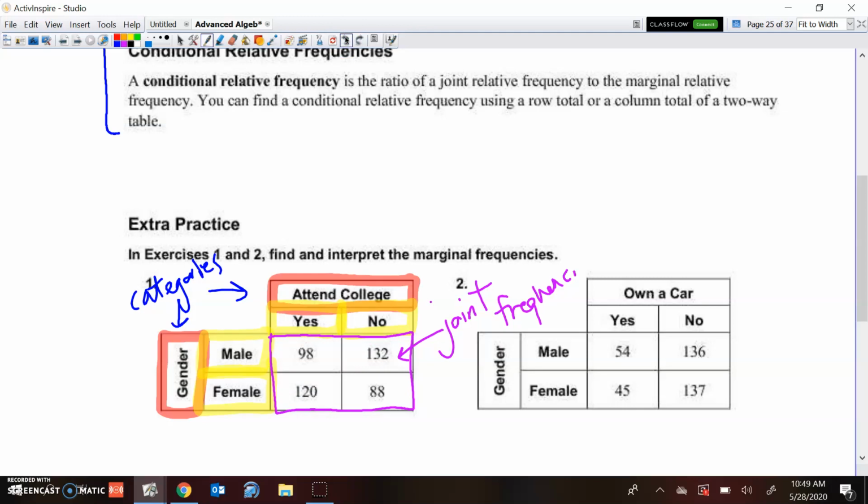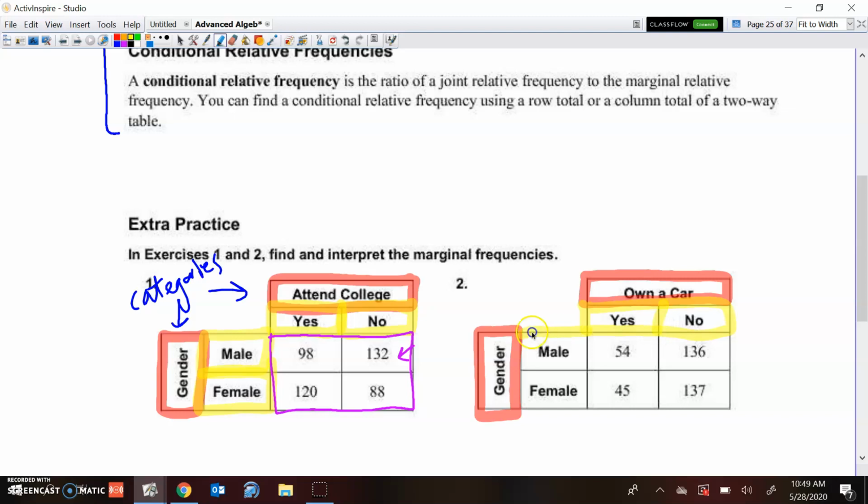Okay, let's talk about the joint frequencies in this second example. I'll reset just so there's more room. Our 2 categories here are people that own a car. They either do or they don't, the yes and the no. And then again, male and female for our gender breakdown. Okay, so those are our 2 categories and the options that come from those. And then let's analyze what each of these joint frequencies mean. So 54 people own a car that are male. 136 of the males that were interviewed did not own a car.